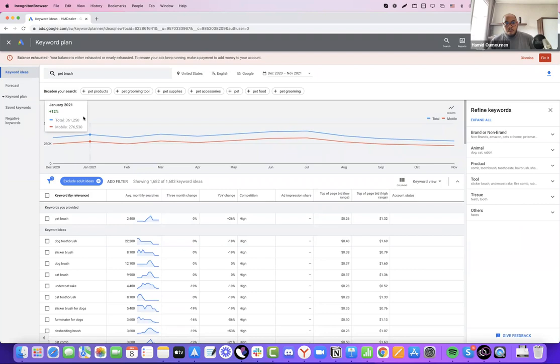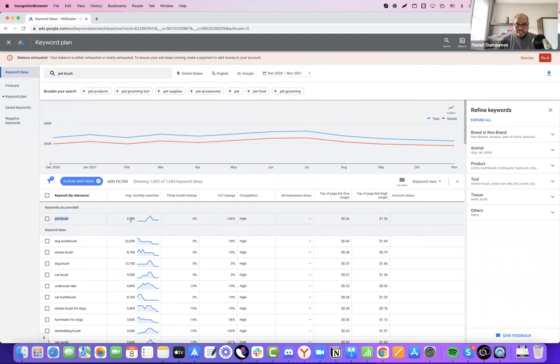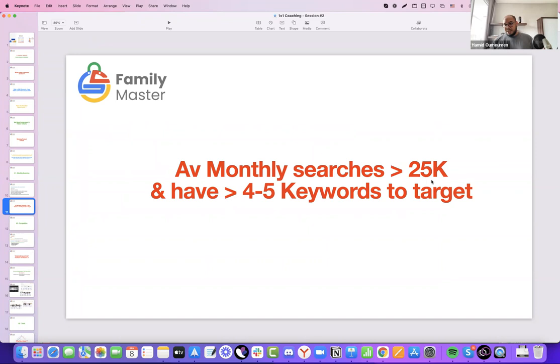But the whole market, the broad, now that we are in January, the total monthly searches is 300k. So when I'm talking about what we need, the best is more than 25k, 30k. Not only one keyword, not only 2.4k. Here I know that the pet brush market has a huge demand. Total results, yes, exactly. So the average monthly searches, the best is more than 25k, 30k, 40k, 50k. It's 25 and up.